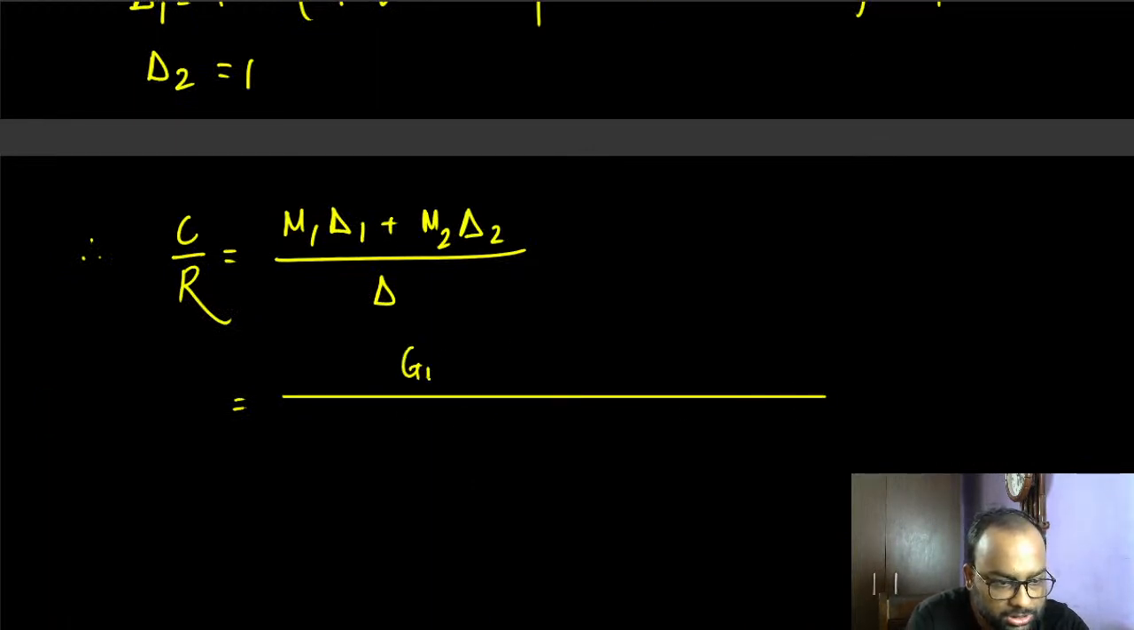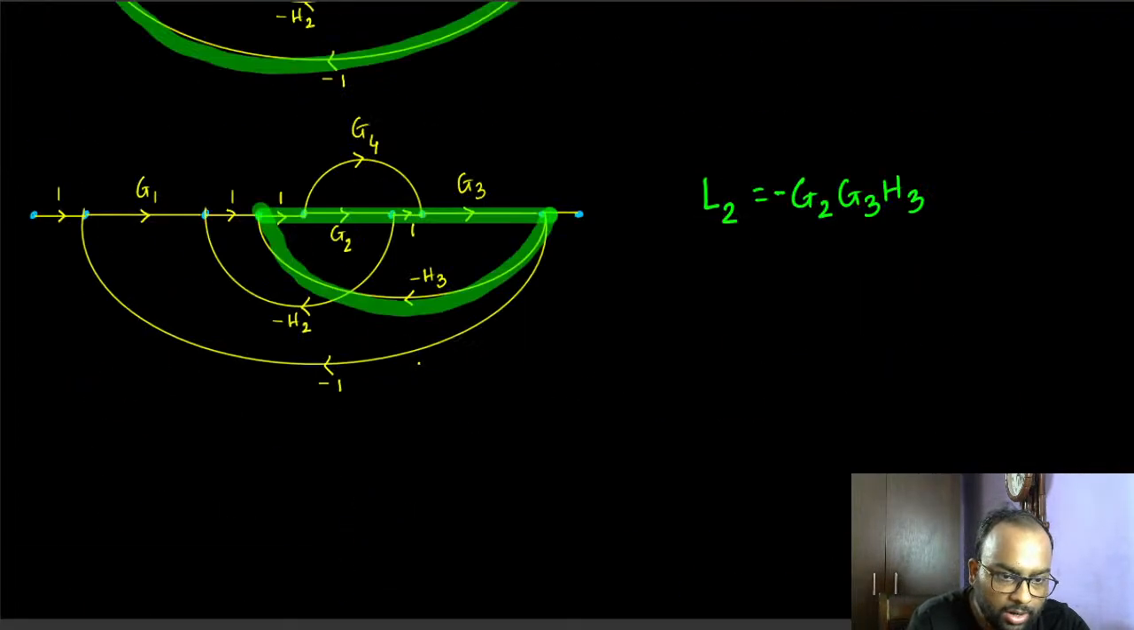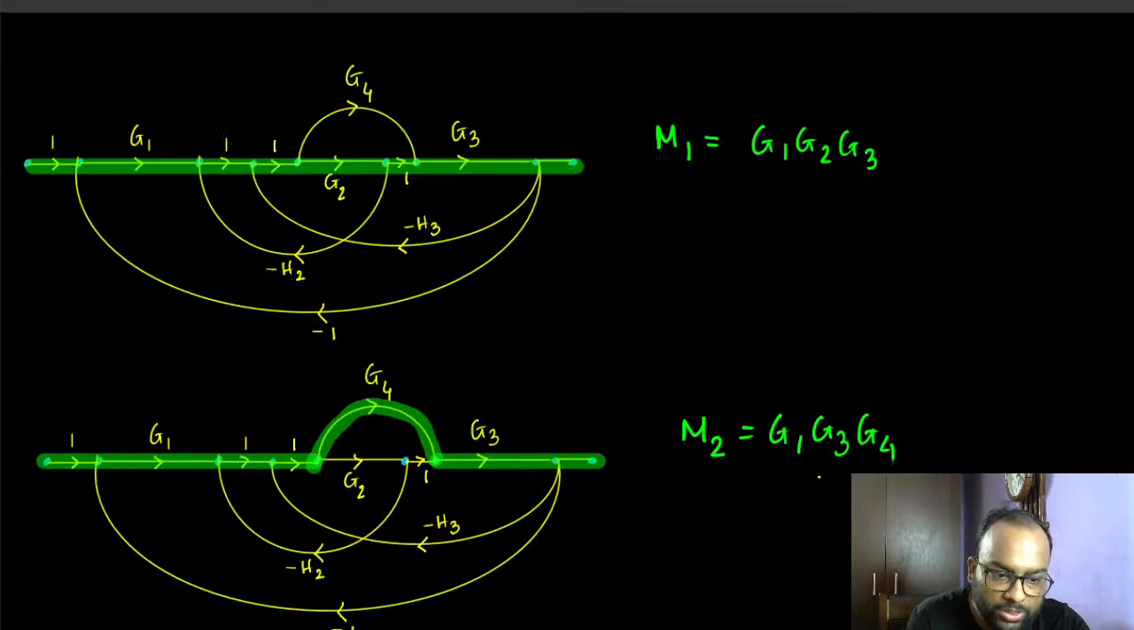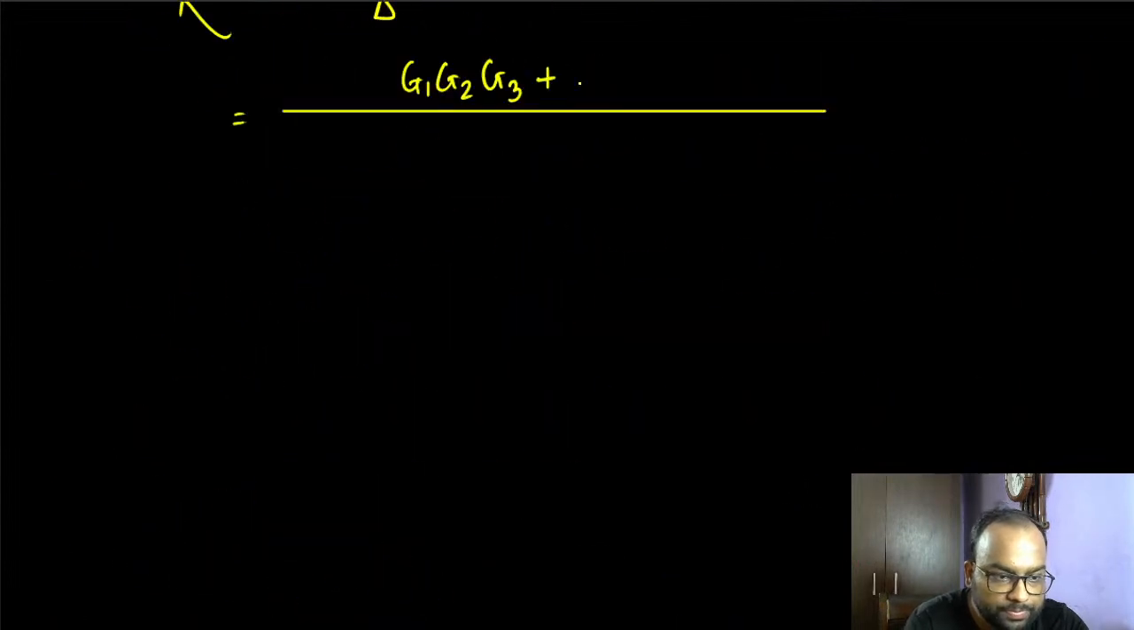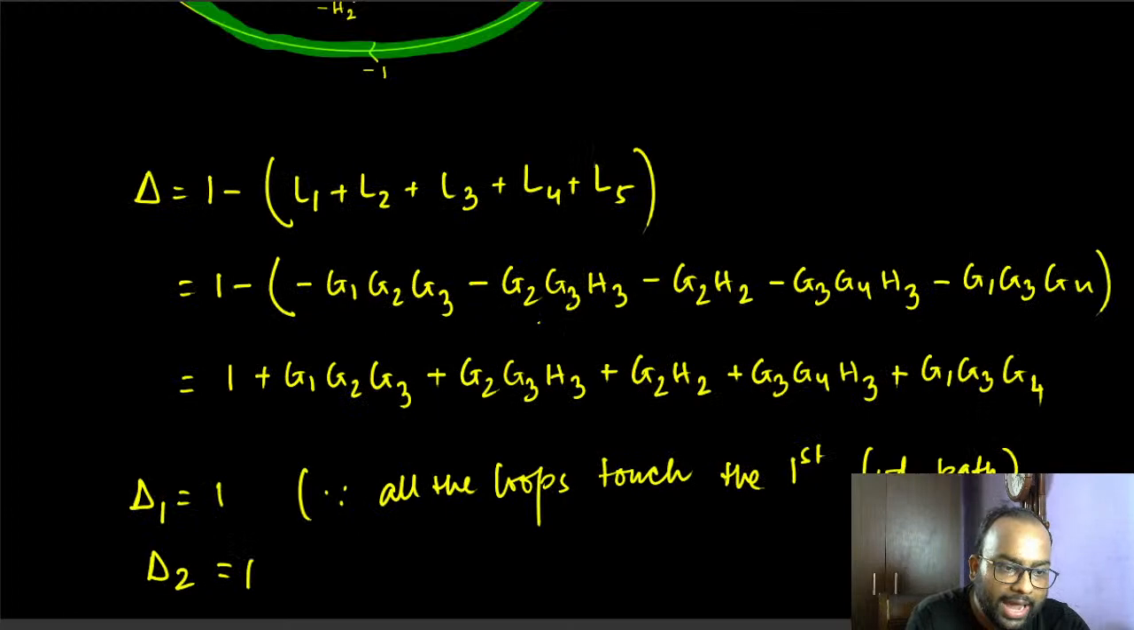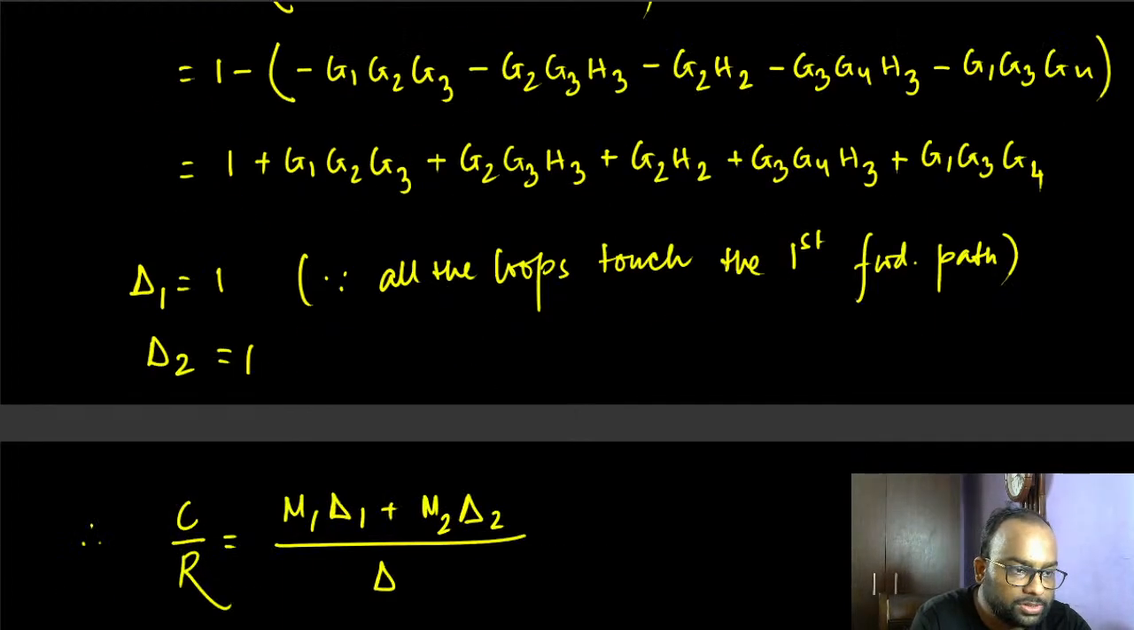So this is G1, G2, G3 times 1. Of course, delta 1 is 1. M2 is G1, G3, G4. So that's G1, G3, G4, divided by delta, and delta is of course this.